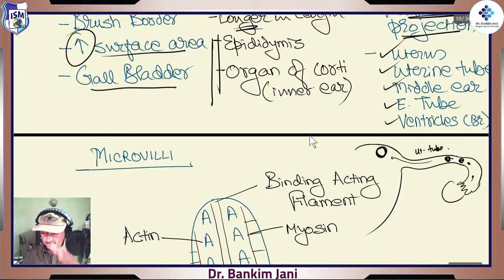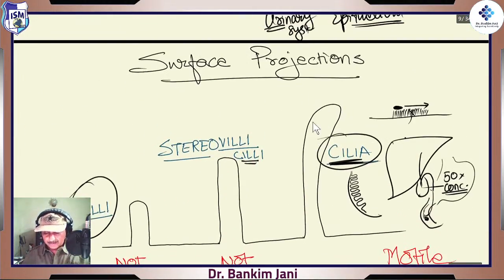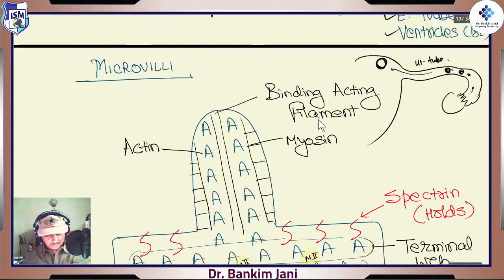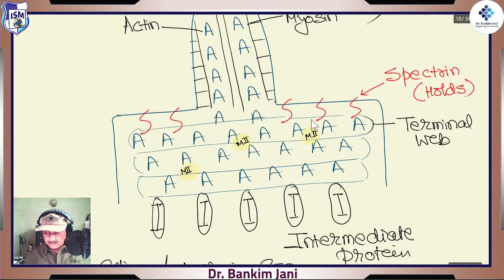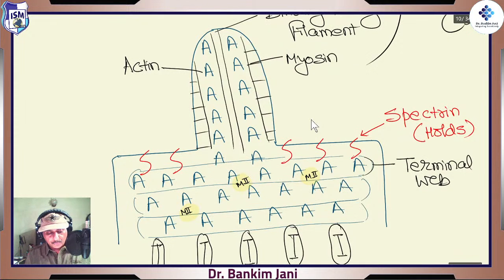Now when we go into the depth, see these microvilli. These are all proteins, actin, myosin, right? These are all binding actin proteins. That's how they are all arranged. At this point, don't worry about what this M2 is, etc. But these are various proteins. That's what you have to understand.